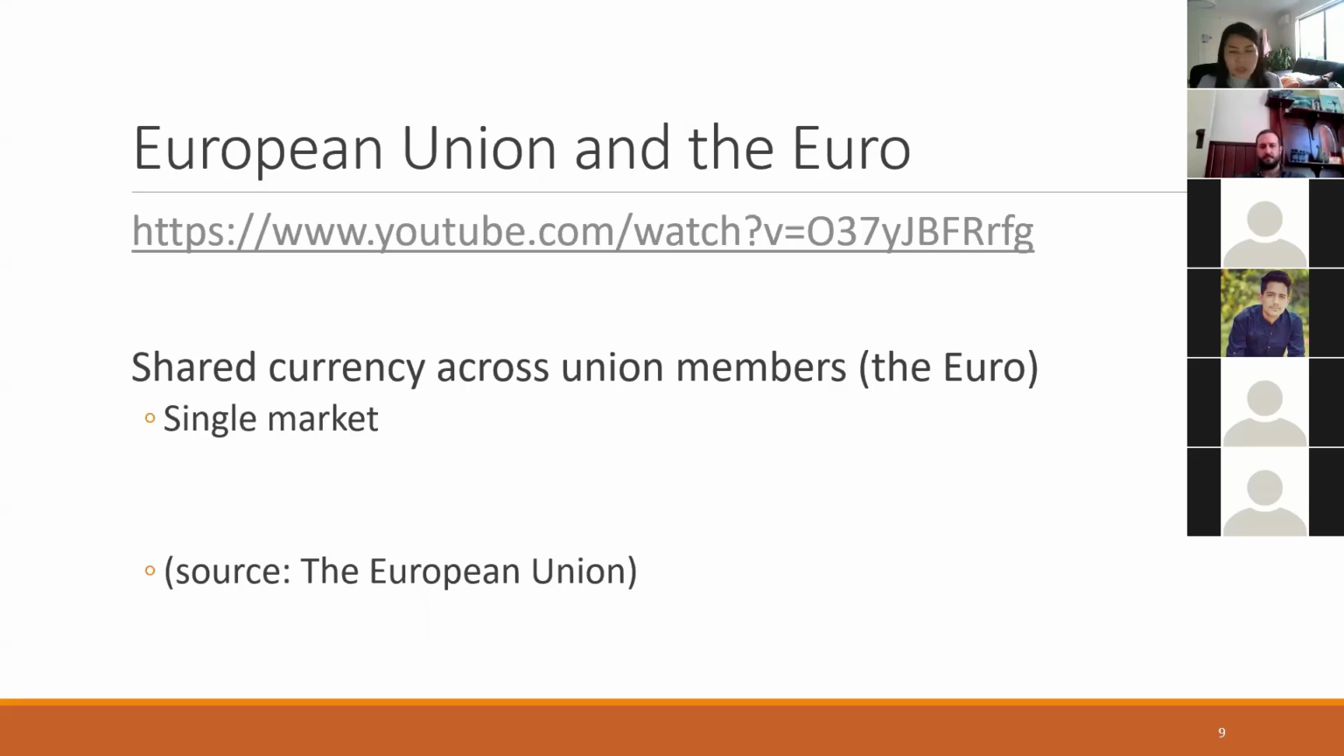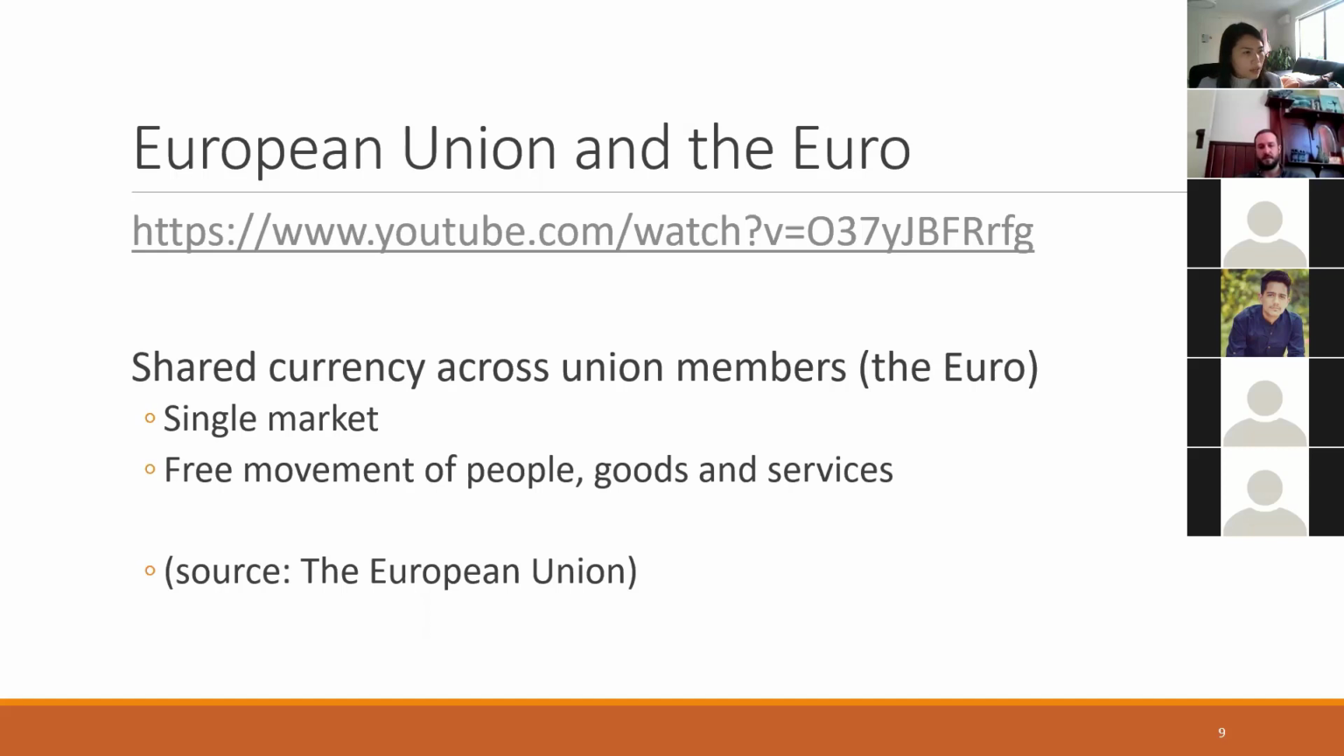Now, according to the European Union website, the goal of having a shared currency across the member countries is that they can have a single market. Okay, so as you can see, a number of countries in Europe are quite small. So if they are part of a bigger union, it gives them access to a bigger market, okay? Also with the member countries, they can freely move around the other countries and they trade with each other countries easier, okay?